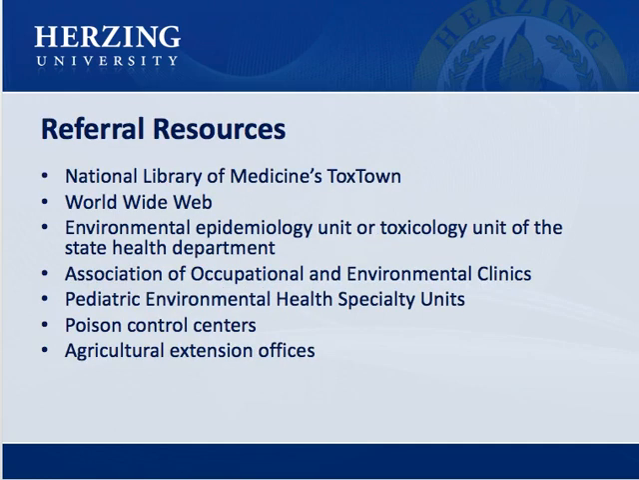There is no single source of information regarding environmental health, nor a single resource to which an individual or community can be referred should there be a suspected environmental problem. The National Library of Medicine's Toxtown is a great starting place, and the APA is another rich resource.